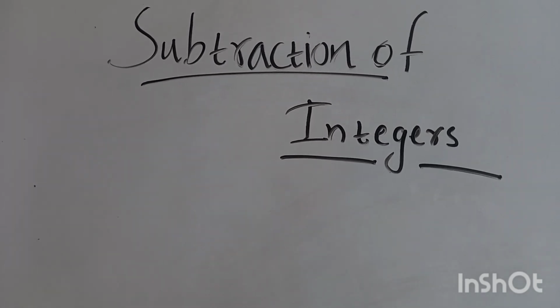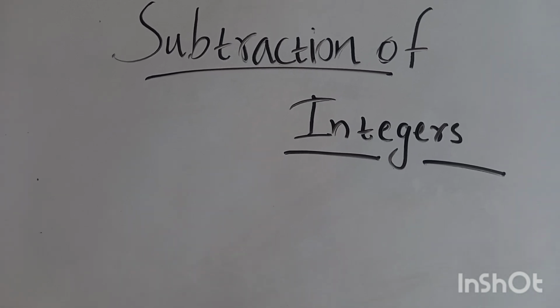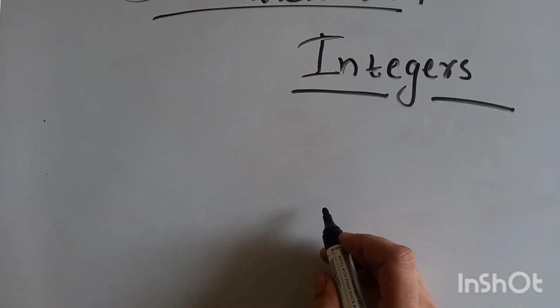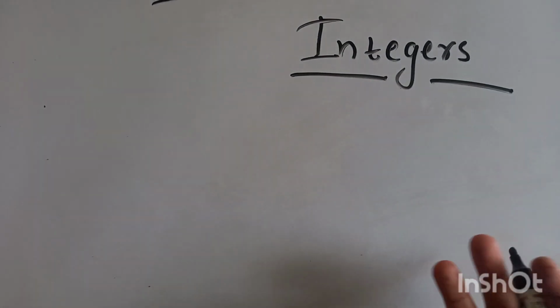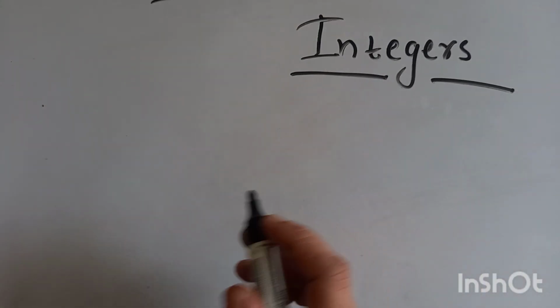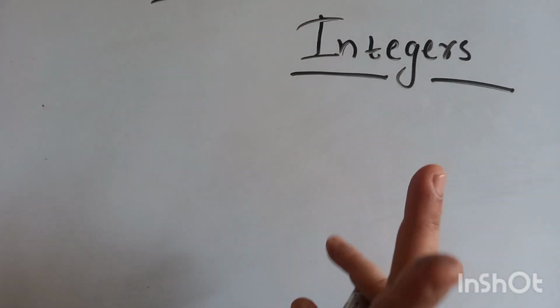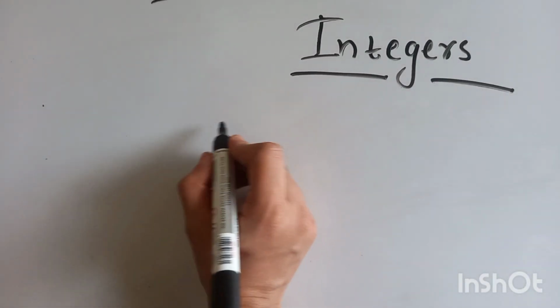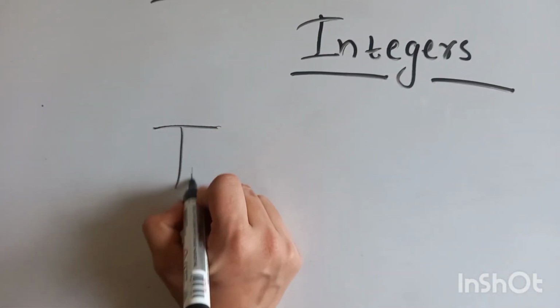Hi everyone. Today we are going to study about subtraction of integers. In the previous two sessions we have studied about the addition of integers. Now we are going to move on to the subtraction of integers. Integers, as I already told, can be positive integers or negative integers. So first we can see the subtraction of two positive integers.